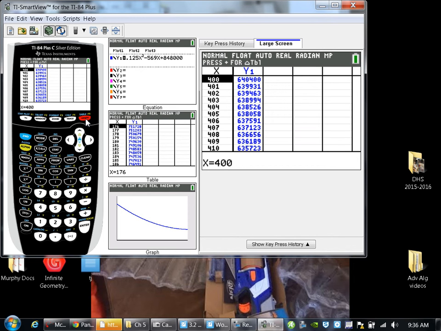Do you guys know how to go back to a standard setting real fast? I just reset it. You can just reset it if you want. Okay, how do you reset it?